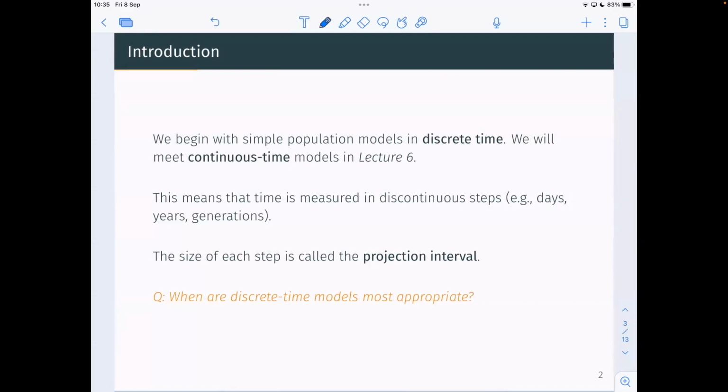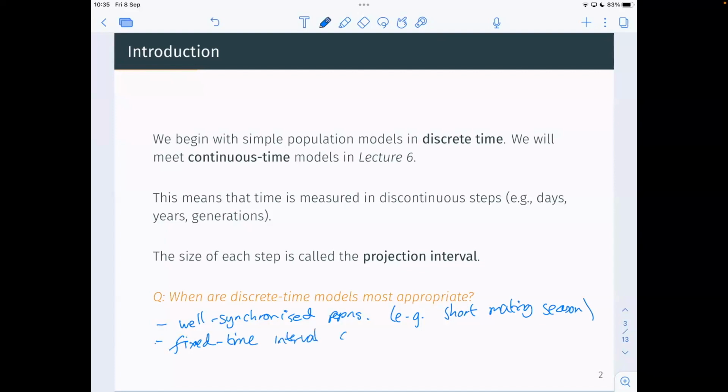So when might you care about these things? If you've got well synchronized populations, for example, a short mating season. Also, sometimes if you're fitting to certain data, you might care about these discrete time models more if populations are censused at very fixed time intervals, right? A fixed interval census.